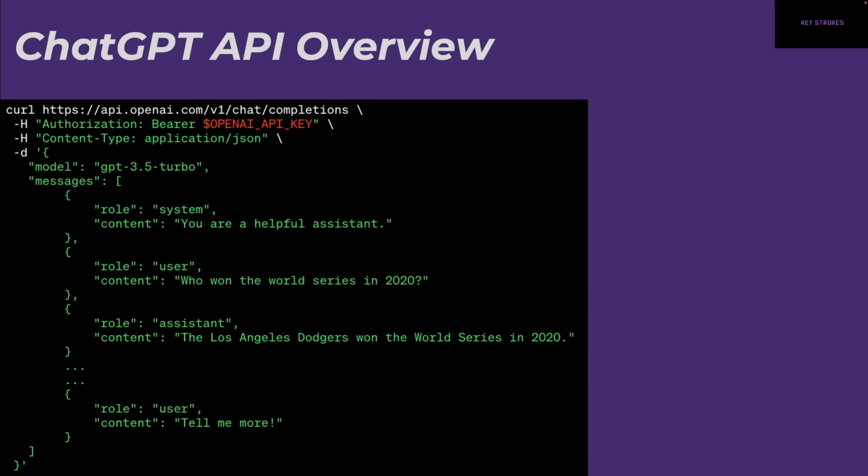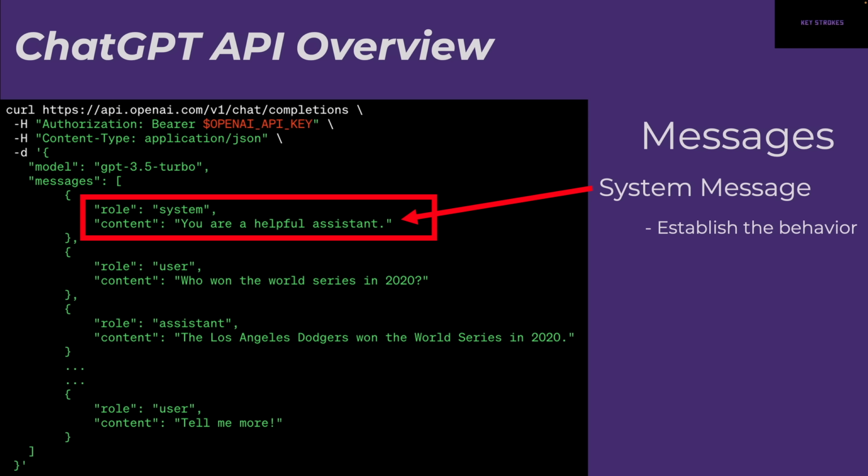Okay, now let's look into what messages are. On your screen you can see there are a bunch of messages, and that's what the API call expects. The first message that you'll always have is the system message. This will establish the behavior of ChatGPT. So in the message, you set the role as system and you give it a content. For example, here we say that ChatGPT is a helpful assistant. So any responses that the model generates will take this behavior into consideration.